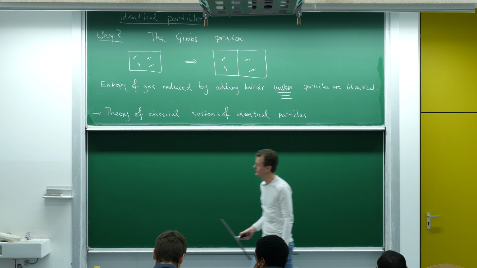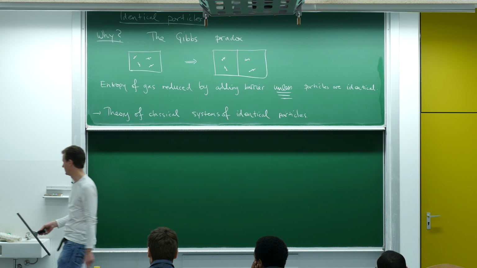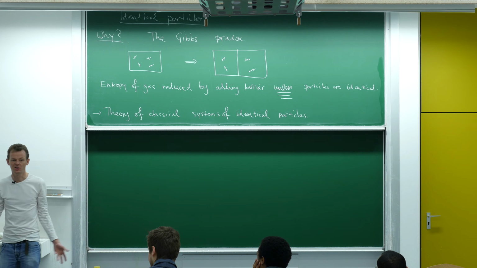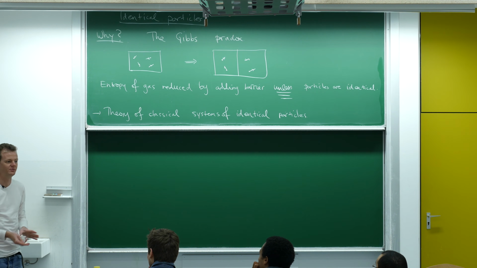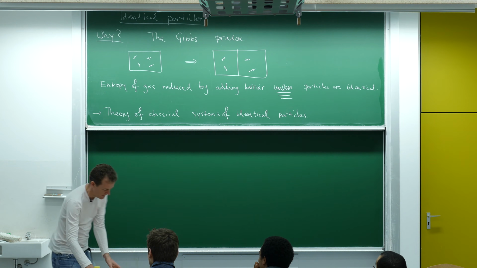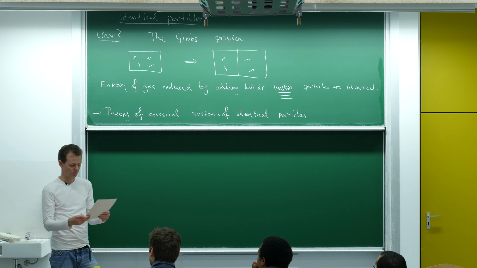I think you could be forgiven for thinking you already know about the classical theory of identical particles. I mean, how hard can it be, right? You just have more than one particle. Isn't it just like the phase space of n particles? Well, the answer is yes, but not quite yes.